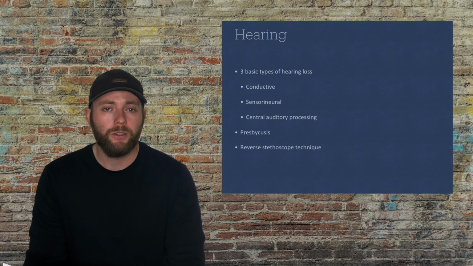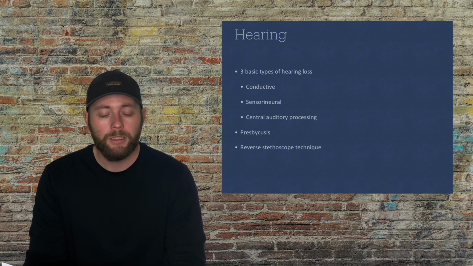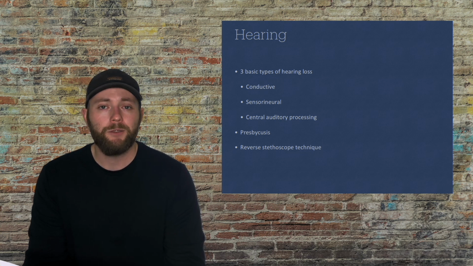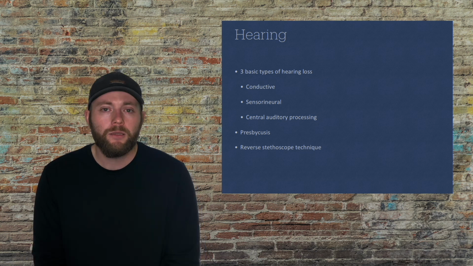The third type of hearing loss is central auditory processing. In this type, the processing centers in the brain are damaged. This can be caused by injury, disease, or tumors. With this type of hearing loss, patients will have difficulty with sound localization and sound discrimination.